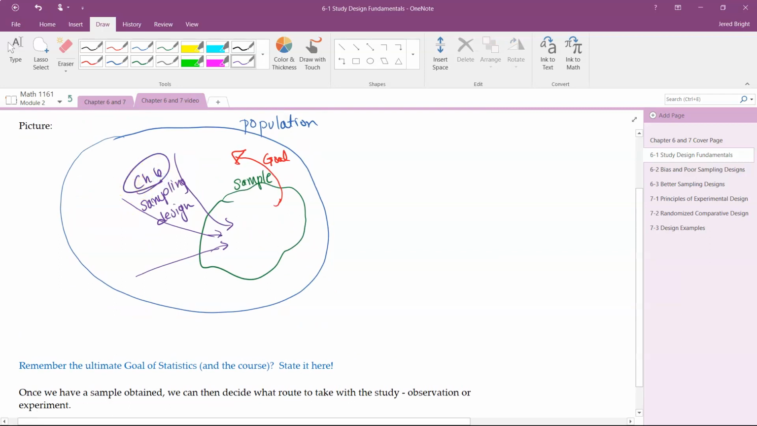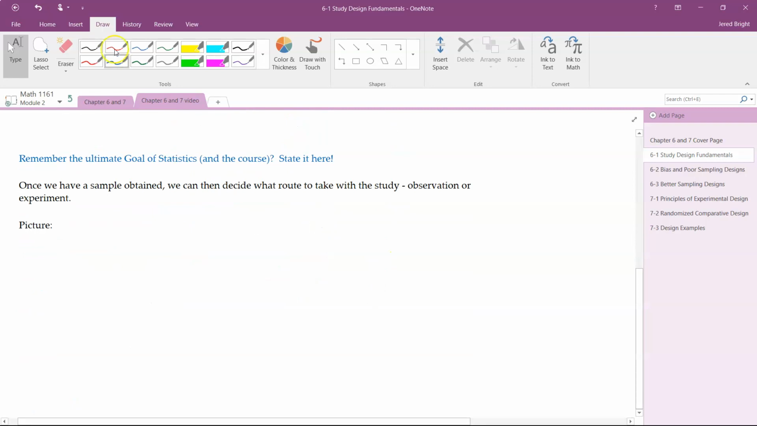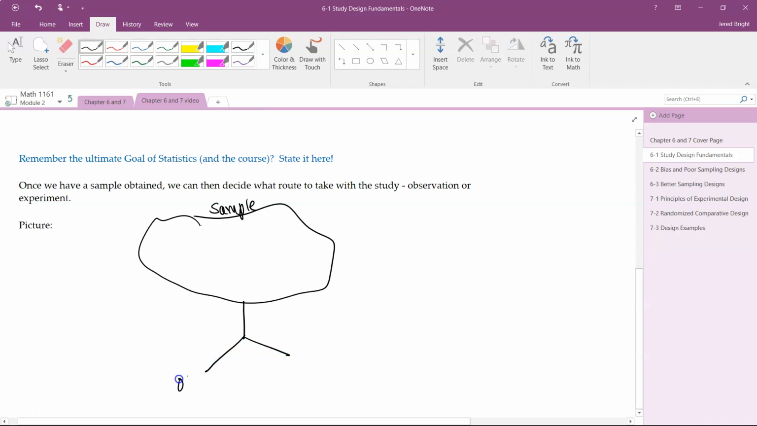Okay, and then as we look at a study overall, once we have a sample, then we have to figure out what to do with them. So we have this sample, okay, and we need to either do an observational, actually I'm just going to draw it like this. We take the sample and we go one of two routes. We go into an observational study, or just plain and simple an observation, or we go into an experiment. Okay, and this is more of where we're going with chapter 7.